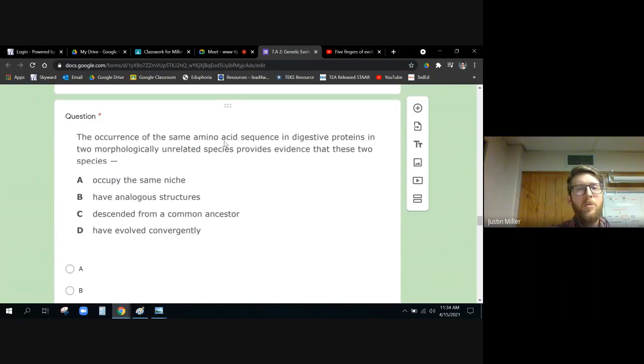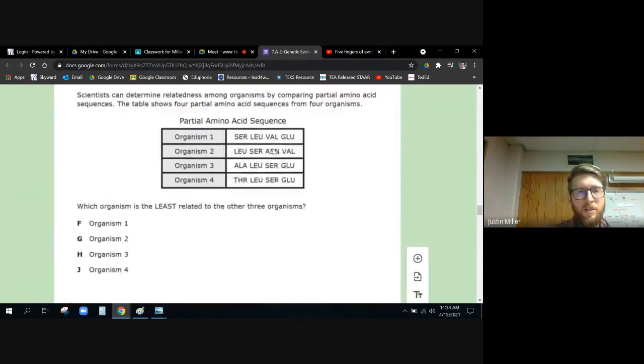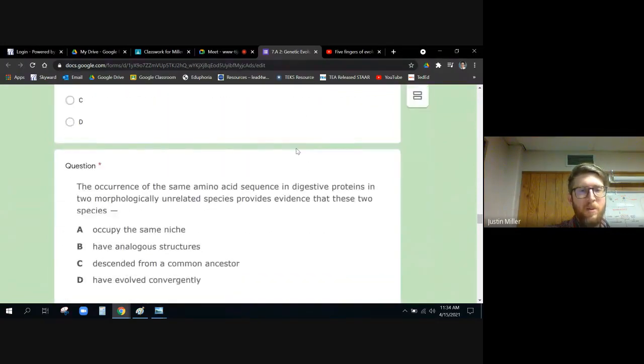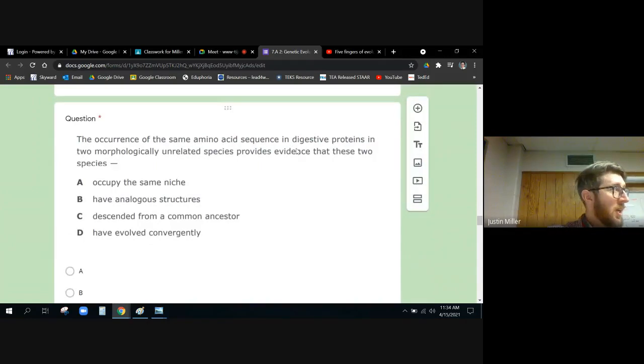The occurrence of the same amino acid sequence in digestive proteins is the same thing as what we're talking about here, amino acid sequences that make up proteins. Remember, that just means they have the same DNA or similar DNA. In two morphologically unrelated species provides evidence that these two species, what? Morphologically means they look the same. They're built the same way.